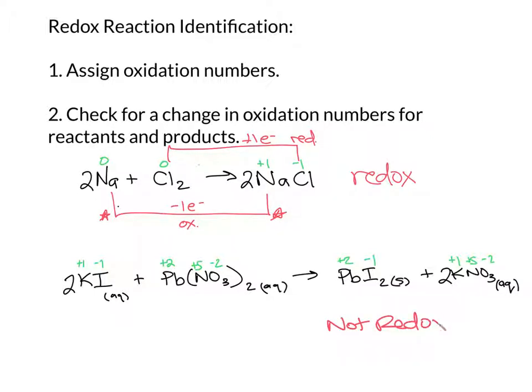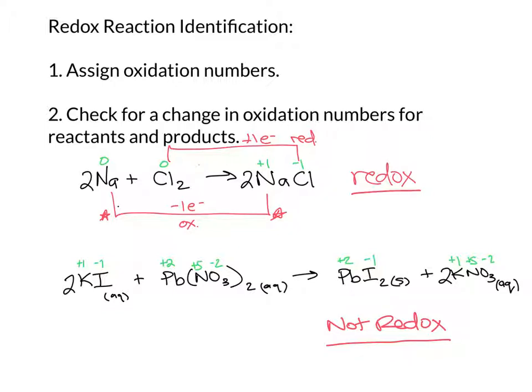Electron transfer has not occurred in this reaction. Now, this is not to say that this reaction has not occurred. This is a very simple double replacement or metathesis reaction that you guys have probably seen in previous classes. So the reality of it is that this reaction, even though it does occur, does not occur by the transfer of electrons between species. It is not redox.